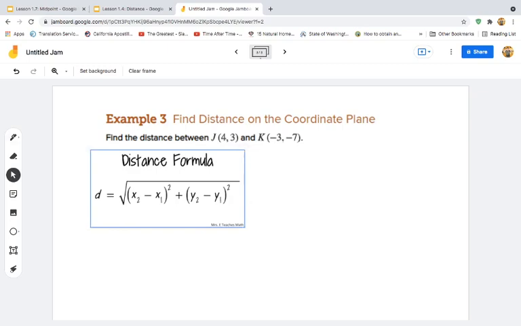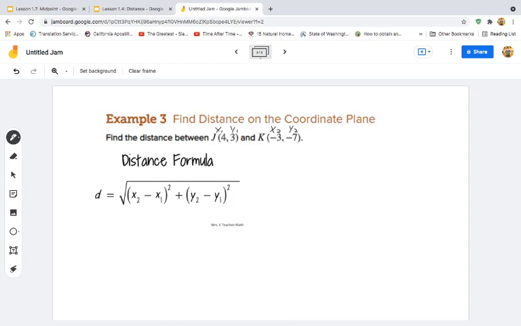Now what I always recommend to my students, to prevent you from doing a bunch of work and then getting it wrong because you accidentally made a mistake by switching two numbers, is labeling all of your numbers. So let's label the first point, point 1 here, J. Let's label that x1 for 4 and y1 for 3, right? And then for -3, we'll call that x2. And then for -7, y2.